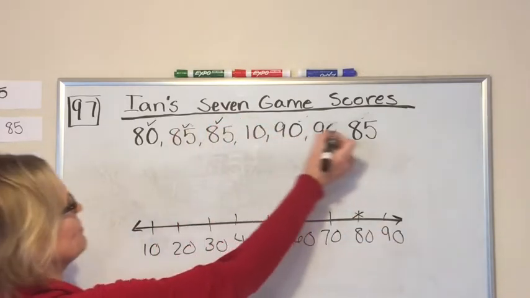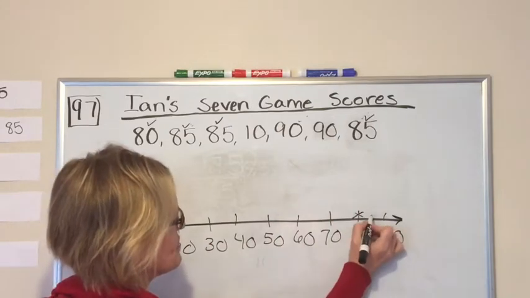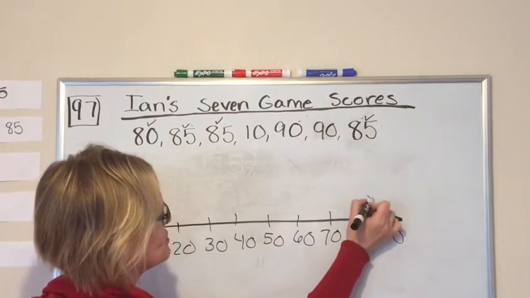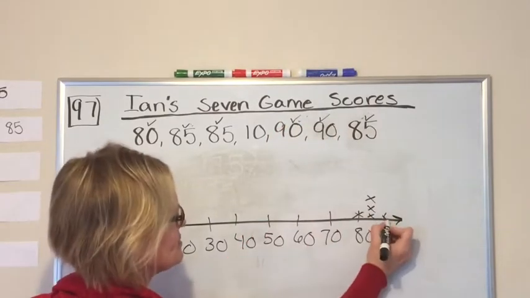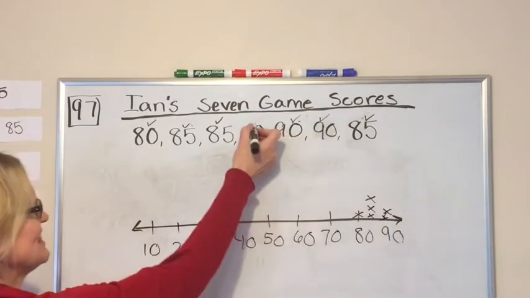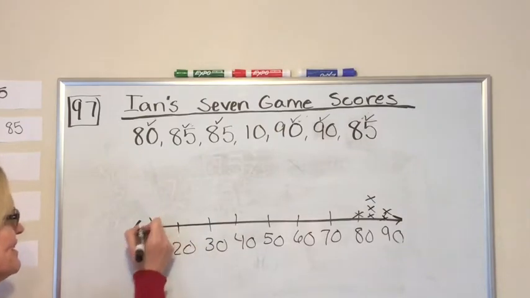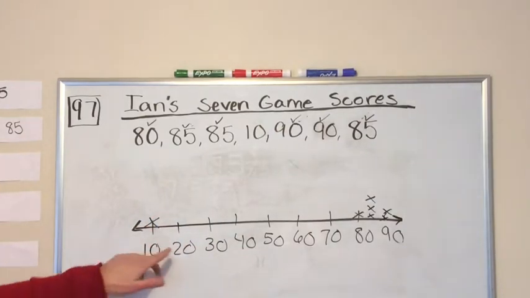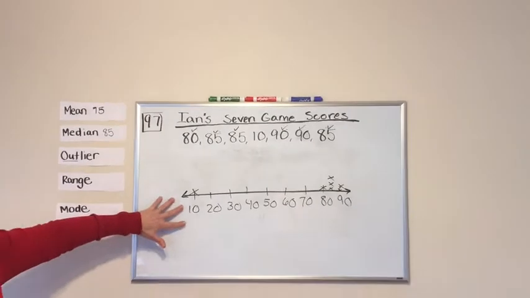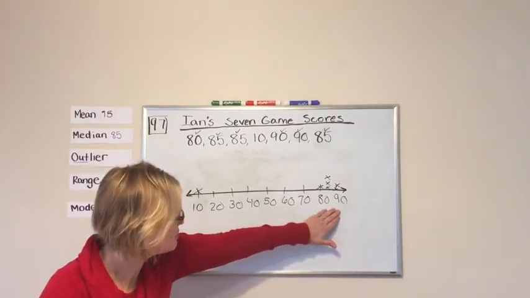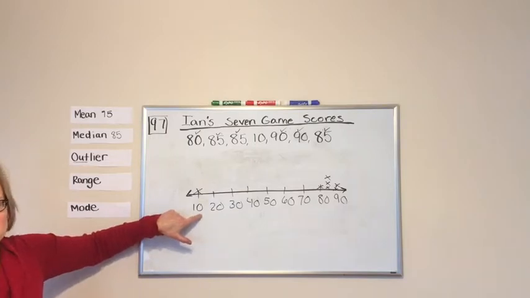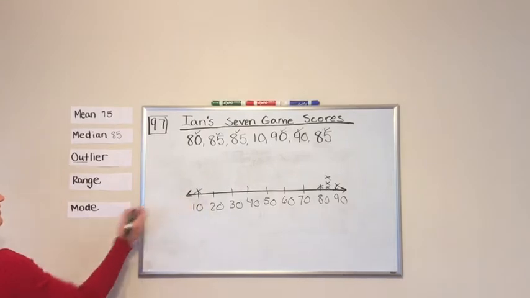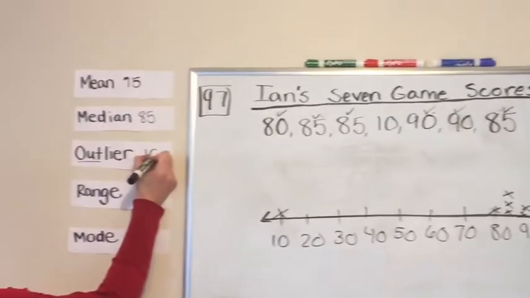I have 385. So I'll go in between, go 1, 2, 3. And then I have 2 90s, which are right here. And then I got this guy, number 10. If you look at a number line, you see this is so far away from the rest of your numbers. This one is going to be considered your outlier because it is extremely far away from the other numbers. So the outlier for this one would be 10.